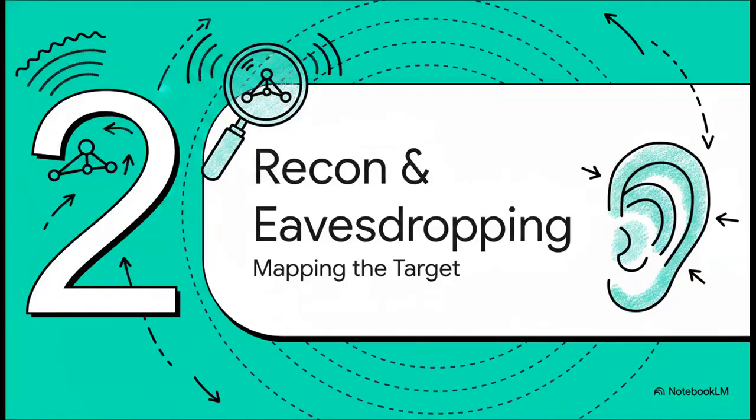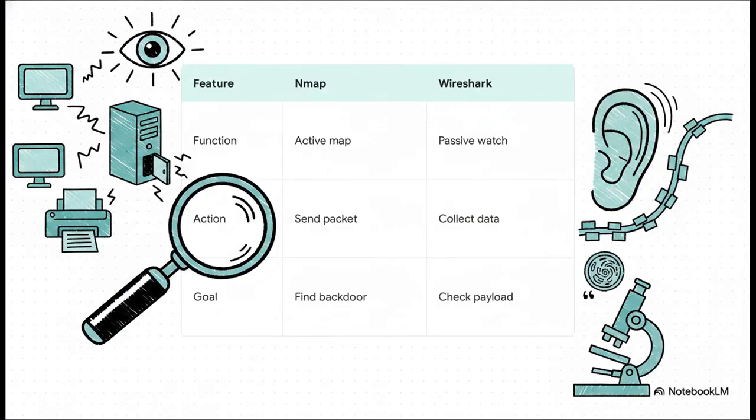Okay, moving on to Phase 2, reconnaissance and eavesdropping. This is all about mapping the target. Every single attack begins with reconnaissance. Hackers don't just guess. They do their homework to figure out exactly what devices are on a network and what data is floating around before they ever make a move.